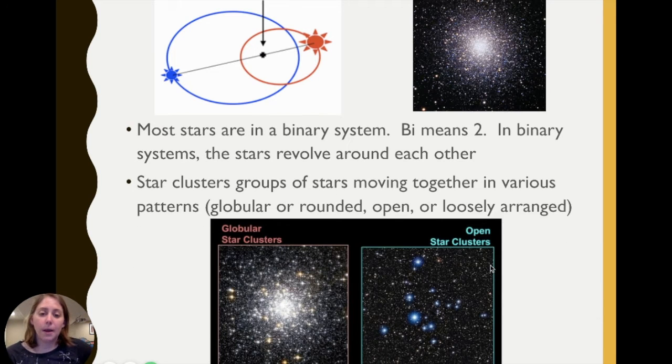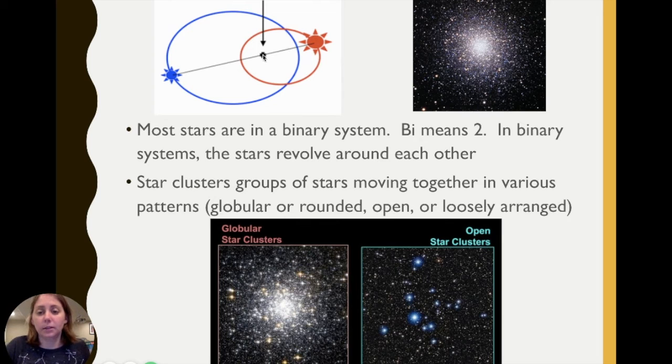Most stars are in a binary system. Bi means two. If you're riding a bicycle, you're riding a bike with two wheels. So a lot of stars form near each other, so they will capture each other's gravity and they will wobble around each other.